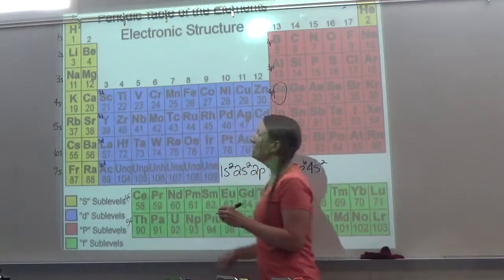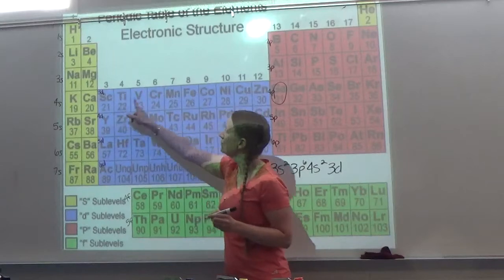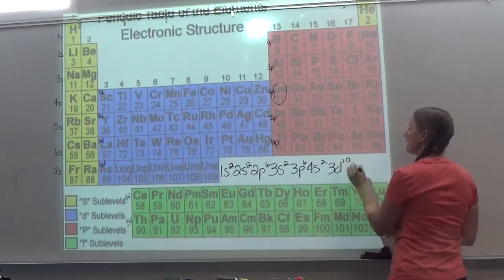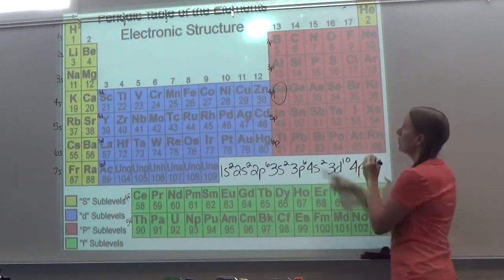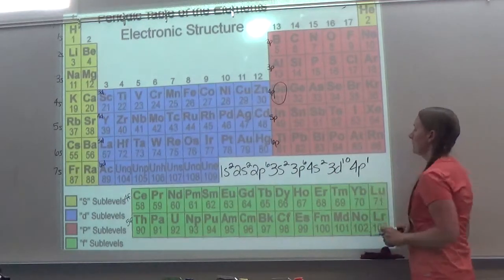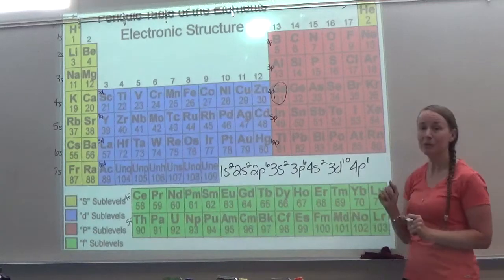Now I'm at Sc, I'm in 3d, and I need to get all 10, 1, 2, 3, 4, 5, 6, 7, 8, 9, 10 to get through Zn or zinc. And now I'm at 4p. It can hold 6, but I only need how many? 1. All right, and the 1 is not understood, so don't just end with 4p. You got to put the 1.